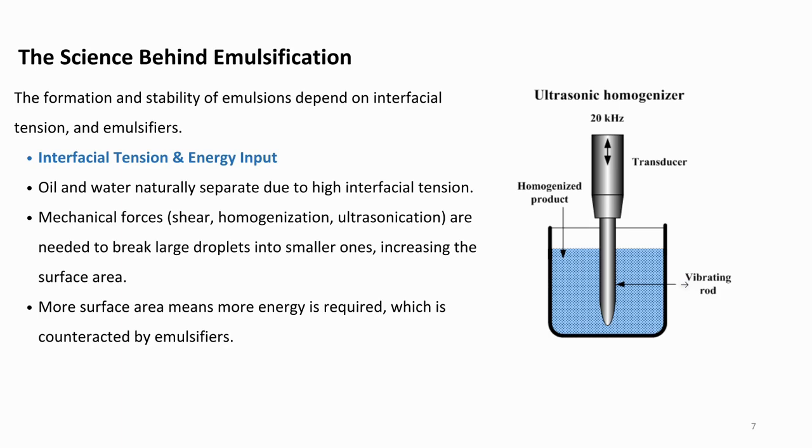So this is the picture which shows the ultrasonic homogenizer. By having this ultrasonic homogenizer also, we can make the emulsification. So we would like to see the science behind the emulsification. The formation and stability of emulsions depend on interfacial tension and emulsifiers. So, interfacial tension and energy input: oil and water naturally separate due to high interfacial tension, whereas mechanical forces, shear, homogenization, ultrasonication are needed to break large droplets into smaller ones, increasing the surface area. So more surface area means more energy is required, which is counteracted by emulsifiers.